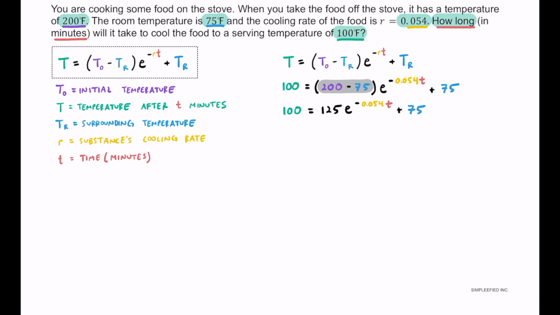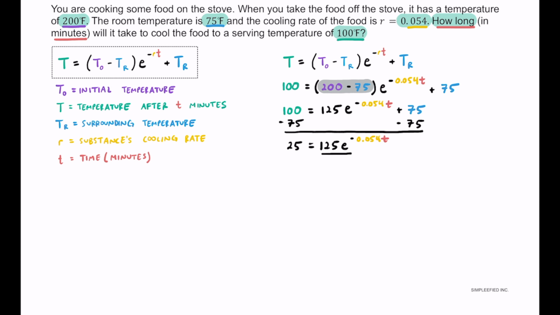Next, to get the power isolated, let's just go ahead and subtract this 75 from both sides of the equation. If we do that, then 100 minus 75 on the left side is going to equal 25. So we're going to get 25 is equal to 125 times e to the negative 0.054 t.